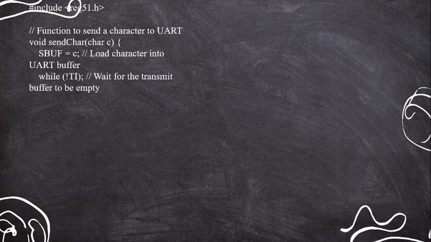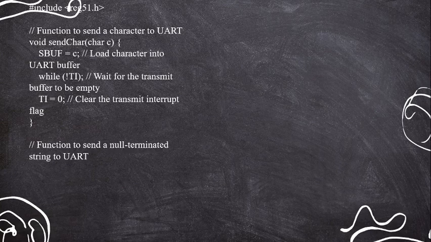The next is while not of TI. That means we are going to monitor whether TI is equal to 1 or 0. Not of TI means TI is 0. The moment TI becomes 1, it will exit that while loop. Then we clear the TI flag, and that's the end of the function to send a character.